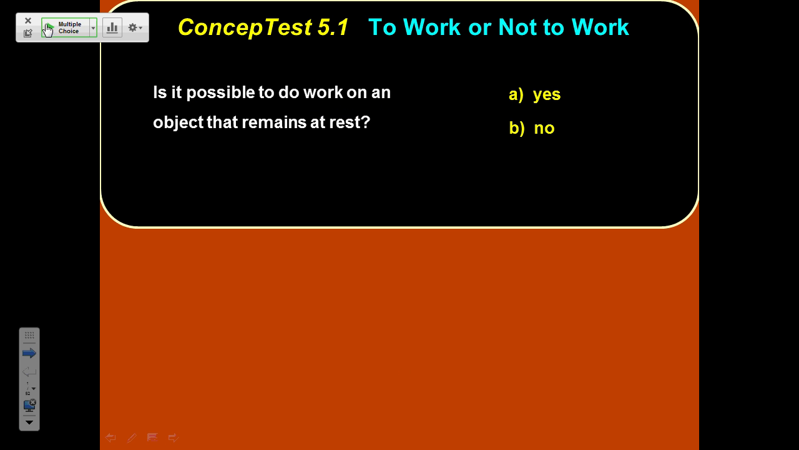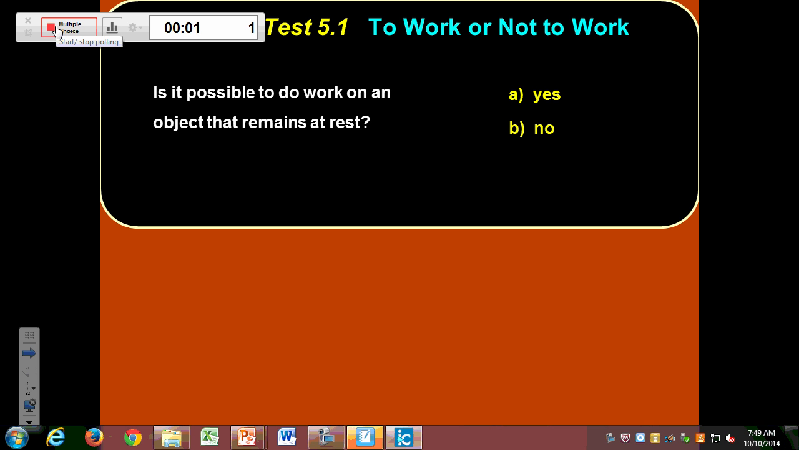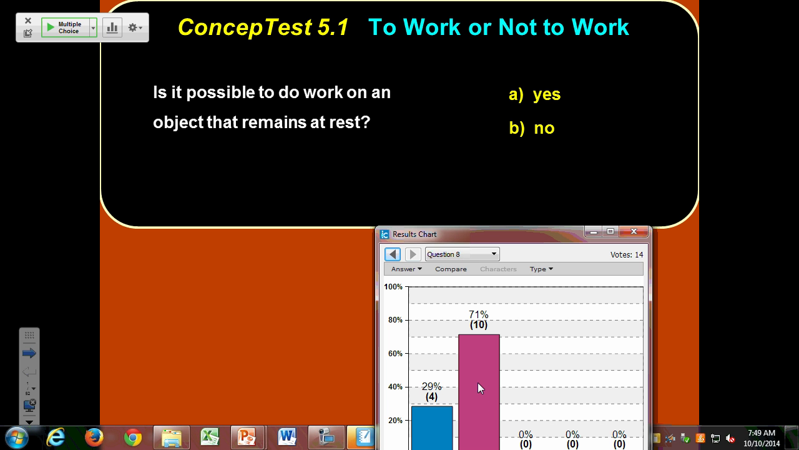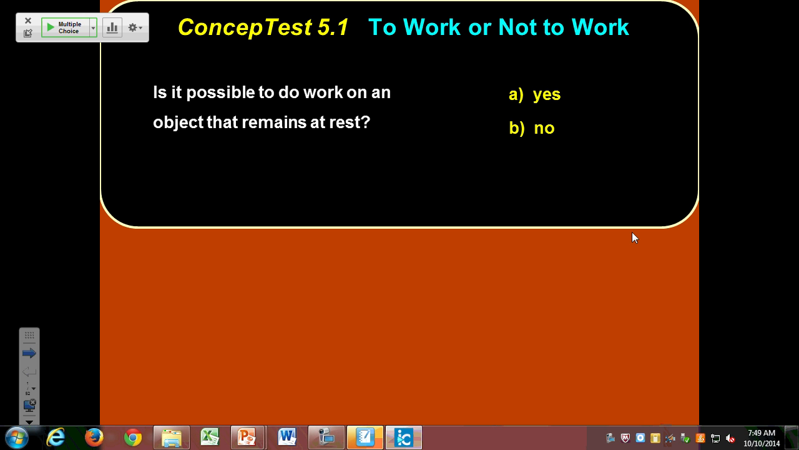All right, is it possible to do work on an object that remains at rest? These should be in the back of your book. What is it, Michael? 288. All right, so a few more seconds. B is right. If it's at rest, that means the displacement is 0. So even though you might be applying a force to it, the force is doing no work. In order to have work, you have to cause motion.